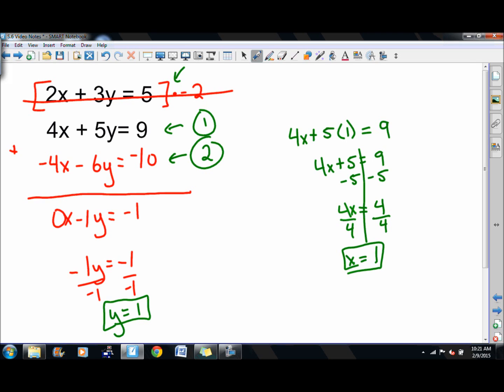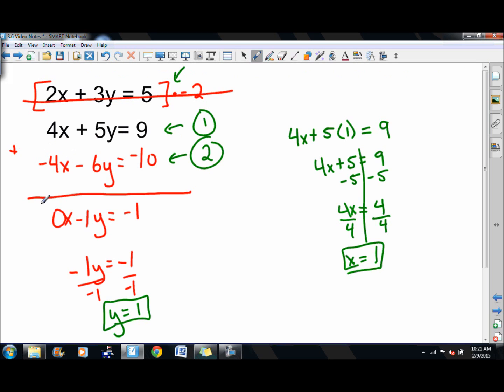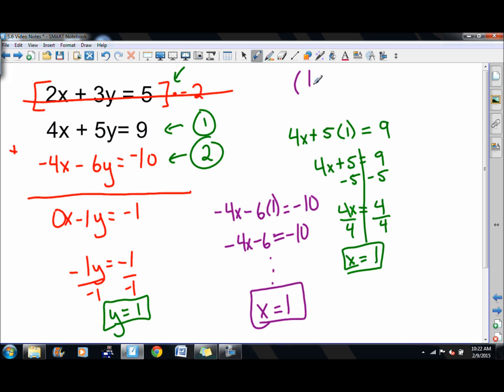And let's say I decided to plug it into this equation as well. I would get -4x minus 6 times 1 is equal to -10. So I get -4x minus 6 is equal to -10. And if I solve this out, I would get x is equal to 1 as well. So my answer is the ordered pair (1, 1). And that's where these two lines intersect.